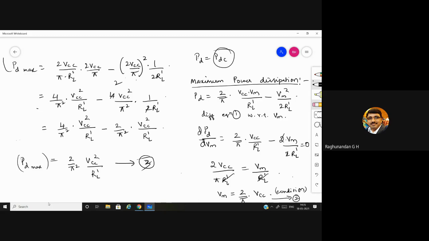So this is about the class B push-pull amplifier. They can ask you the working, the derivation for efficiency, or the derivation for maximum power dissipation. So this is the class B push-pull amplifier.